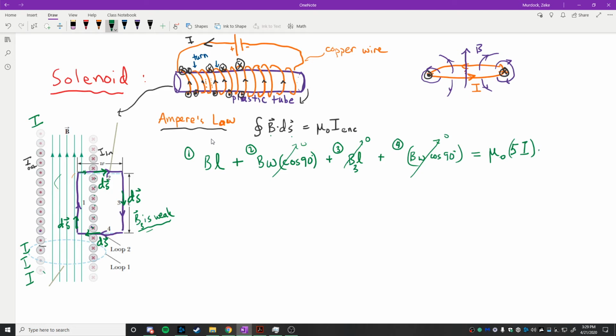And that's multiplied by, well, that's it. This is basically the current enclosed. Hopefully that makes sense to you guys. We could have enclosed more loops, but that's how many we closed, right?